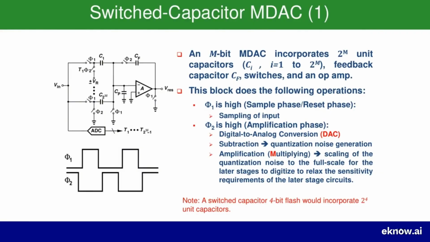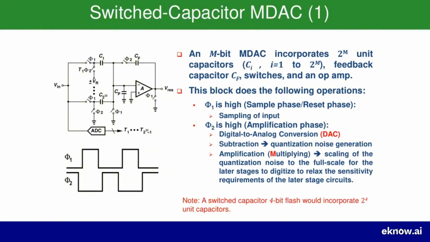First is the sample or reset phase, which happens when the phi1 clock signal is high. During this time, the circuit does exactly what the name implies. It samples the input. The input voltage, VIN, is connected to the capacitor array, and a certain amount of charge, proportional to VIN, is stored on these capacitors. At the same time, the op-amp is put into a reset configuration to ensure it starts from a known, stable state for the next phase. So, think of phase 1 as the get-ready phase. It captures the input and resets the circuit.